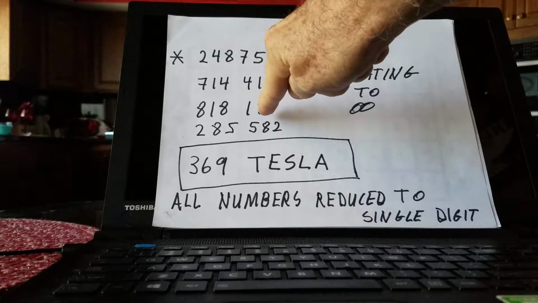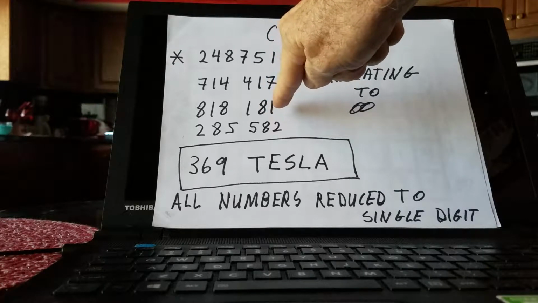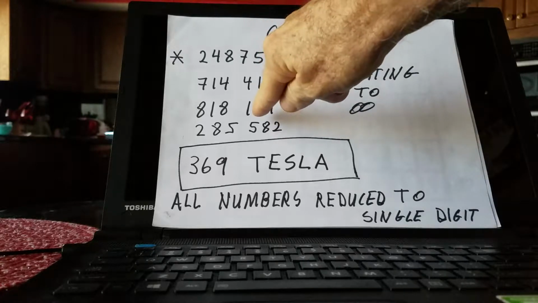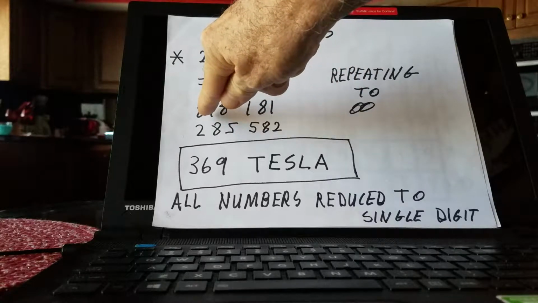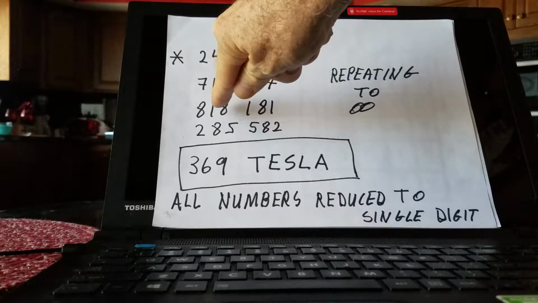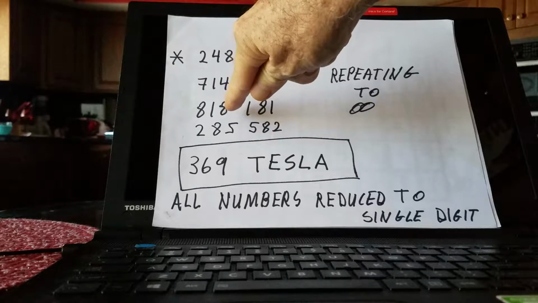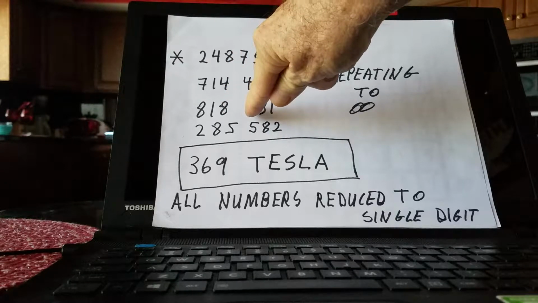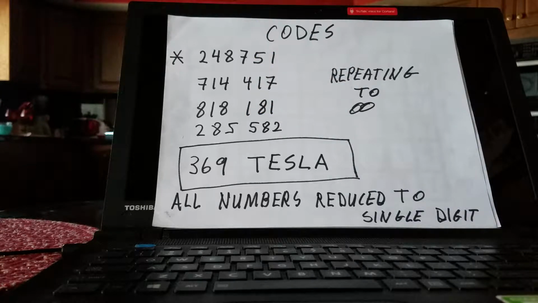1 plus 7 is 8, plus 2 is 10, which is 1. Plus 7 is 17, which is 8. Plus 2 is 19, 1 and 9 is 1. Plus 7 is 26, which is 2 and 6 is 8. 26 plus 2 is 28, which is 2 and 8 is 1. Plus 7 is 35, where 3 and 5 is an 8, and it goes on forever.